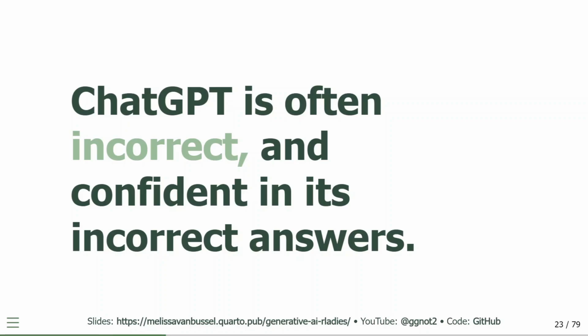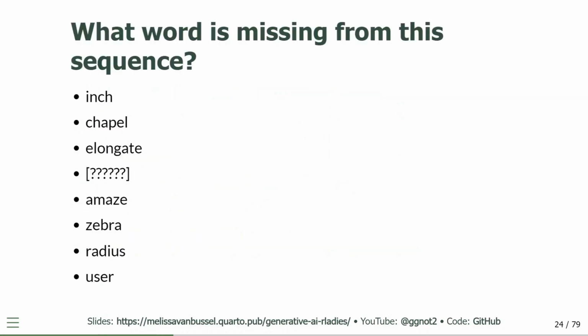And to illustrate this, I have this example here. So if you ask ChatGPT to solve this word problem, and here the word problem is what word is missing from this sequence, and then we have a series of words here, pause this video, give yourself about 30 seconds to try to solve this word puzzle and see if you can figure it out.